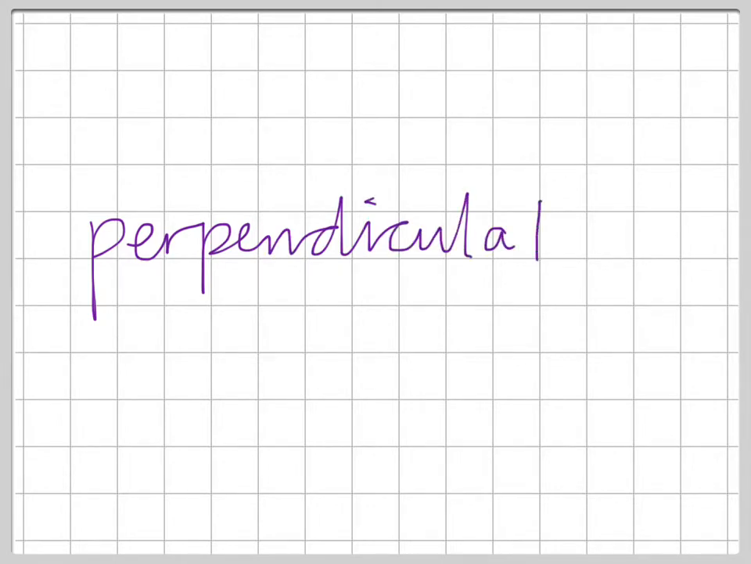Now we come to perpendicular. Here's the word, perpendicular, and on the end we've actually got perpendicular lines for the R. Perpendicular is usually known as two lines which meet at a right angle. So here we've got a pair of perpendicular lines.